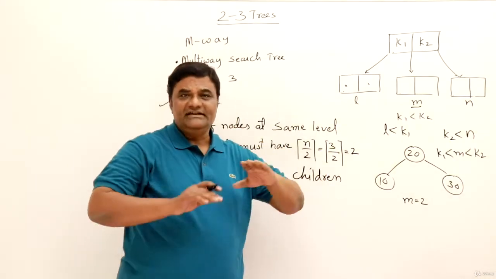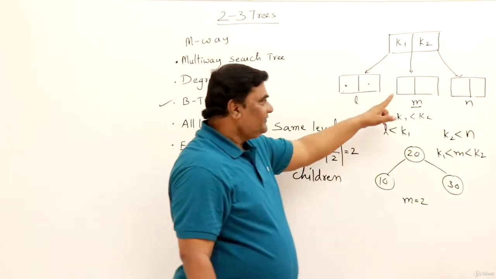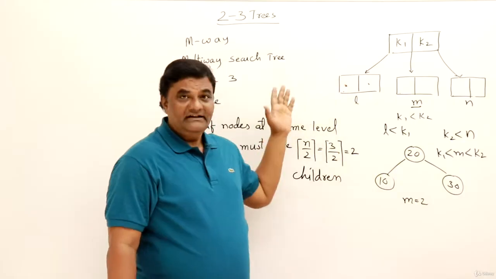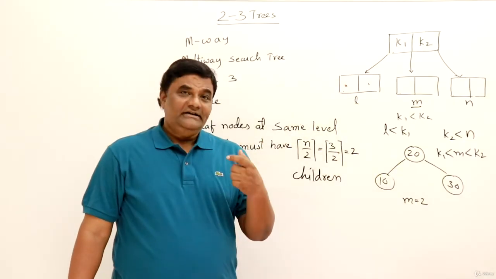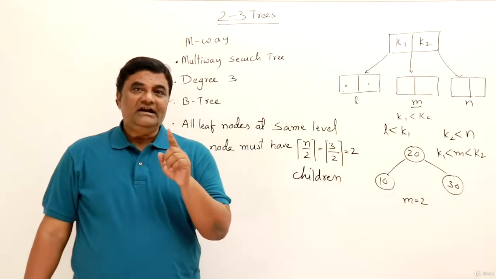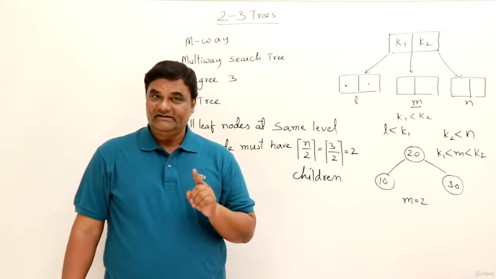So this is a simple thing. The keys must be arranged in sorted order. Here you will find all the keys that are greater than K1 and less than K2, and these are all less than K1. And one more important thing: as this is a search tree, it cannot have duplicates. We cannot have duplicate elements, right?